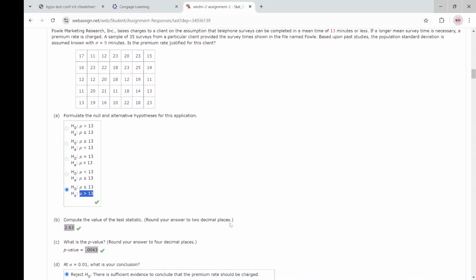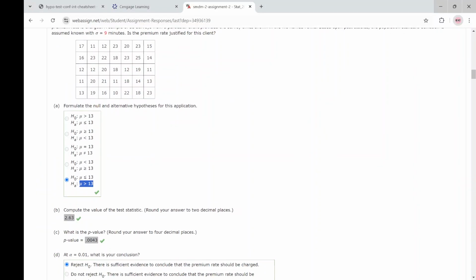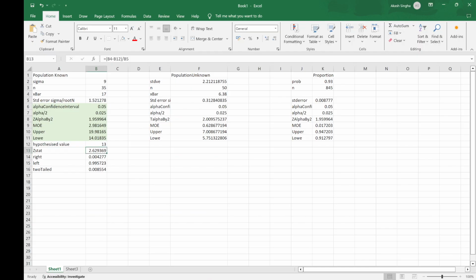Now compute the value of test statistics. Test statistics value is 2.629, which is 2.63. What is the p-value? P-value is, it is right tailed, 0.43.